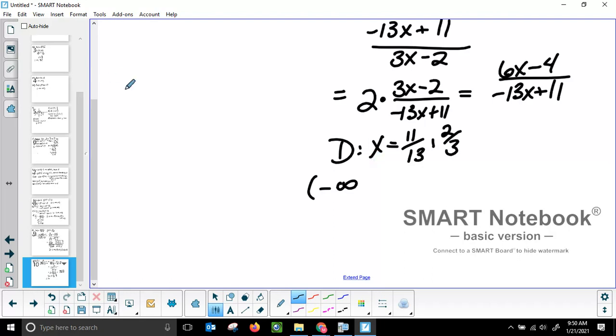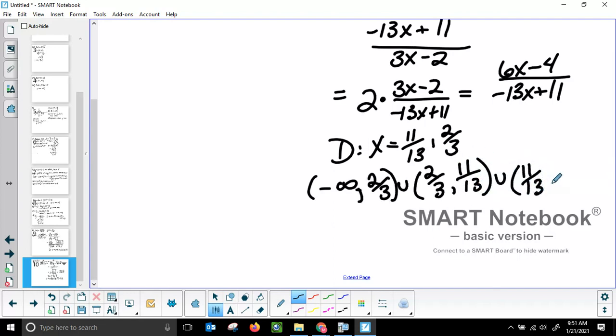Yes. All right, so negative infinity to 2/3 union 2/3 to 11/13 union 11/13 to infinity. And that's it.